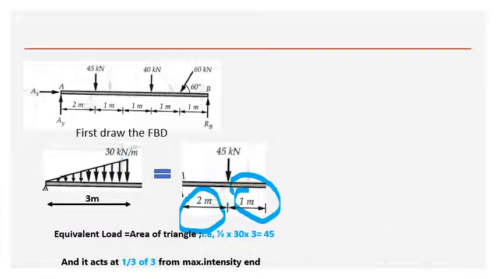Remember, we are applying the conditions of equilibrium. So this is how the UVL is converted to point load, and it is positioned at 2 meter from the zero intensity end and 1 meter from the maximum intensity end. And what else you are seeing here?